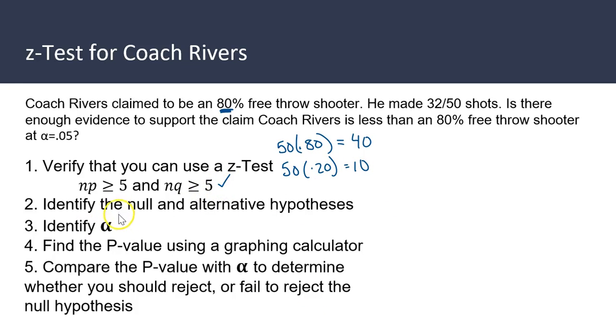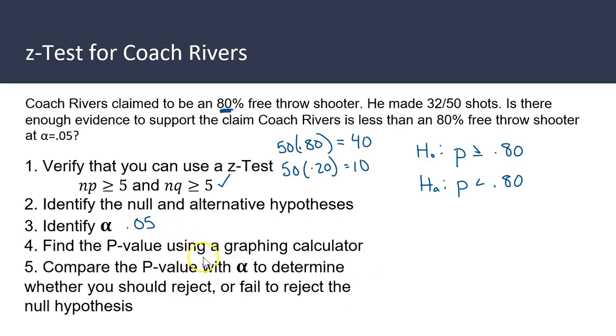Okay, identify the null and alternative hypothesis. All right, well, Coach Rivers claims he's an 80% free throw shooter. We think that he is less than an 80% free throw shooter. So our null hypothesis is going to be that P is greater than or equal to 0.8, right? That Coach Rivers is an 80% free throw shooter. And our alternative hypothesis is our claim that he is less than an 80% free throw shooter. All right, identify alpha. It's given to you in the problem: 0.05.